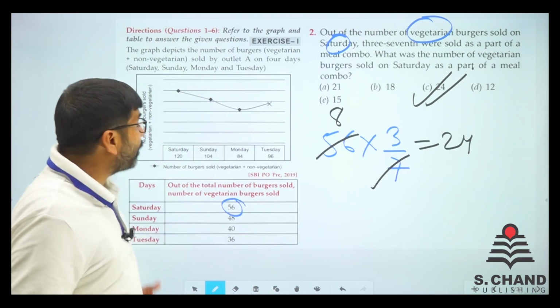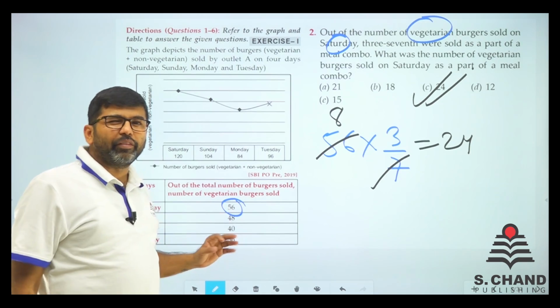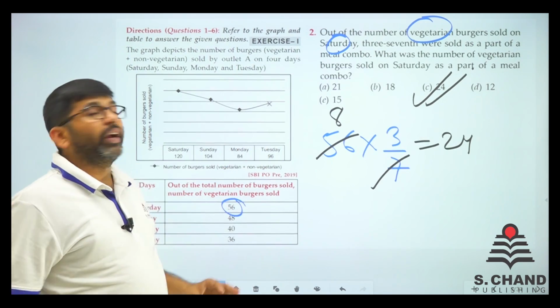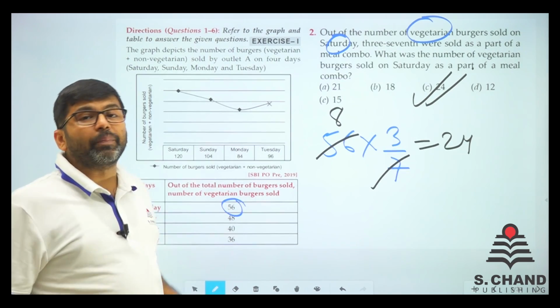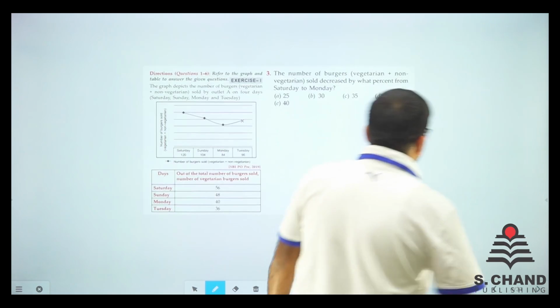Sometimes it happens that when I saw this DI, I thought it would be a tougher one. But from the first and second questions, it was damn easy. But the important part is how to interpret it. That is important. So let's move on to the next question.